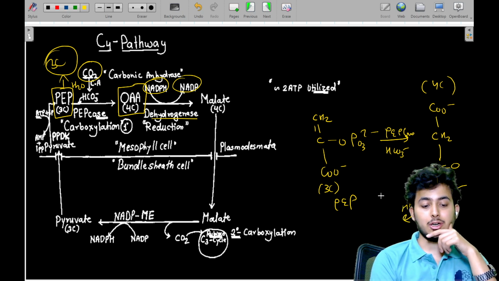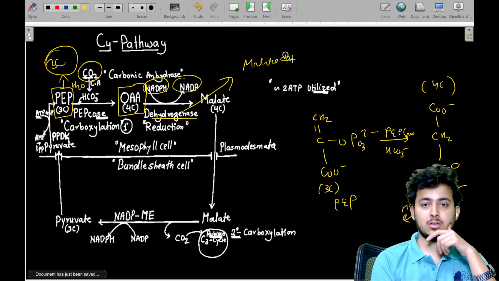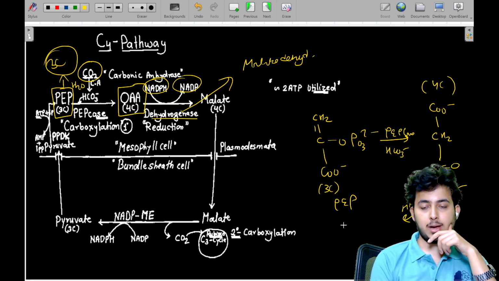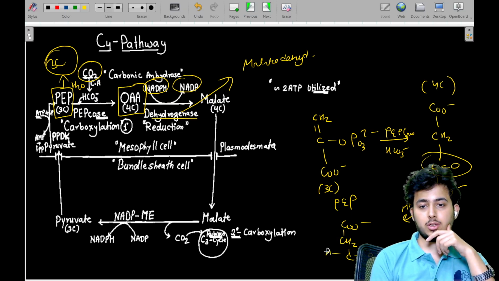Once it is reduced to malate with the help of a dehydrogenase, that is nothing but malate dehydrogenase. With the help of malate dehydrogenase, this will be reduced to malate. So if you get malate, you will be getting CH2, then this O double bond, C double bond O will be reduced, and you will have OH over here, H over here, and then you will have COO negative. So this is your malate.